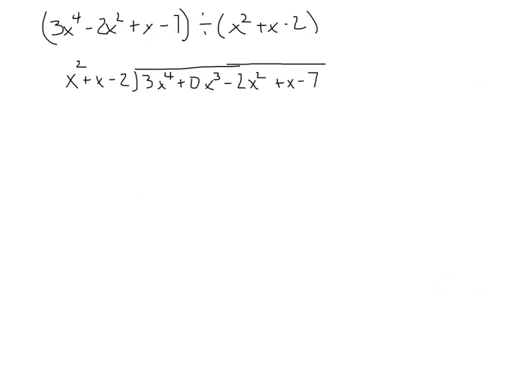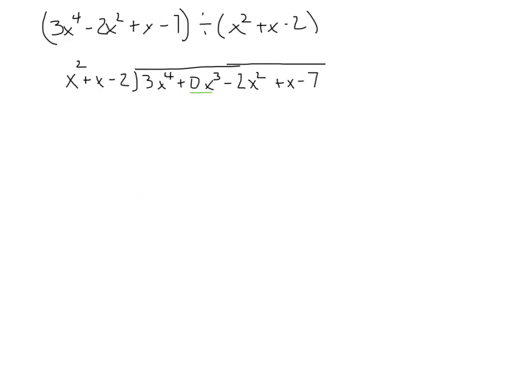So here's our division problem written out, and as you'll notice, I put in this 0x cubed term. It's a placeholder, sort of like if I wanted to write out the number 30,217, I do need that 0 in the thousands place. And let's go ahead and take a look at this division problem.